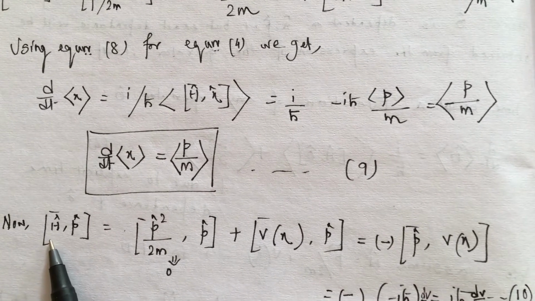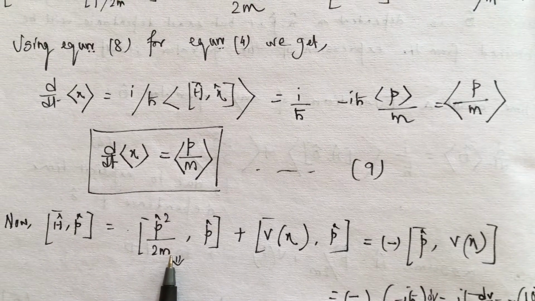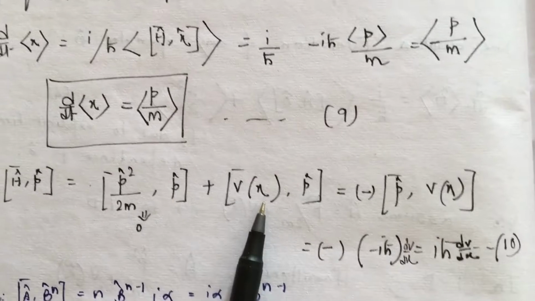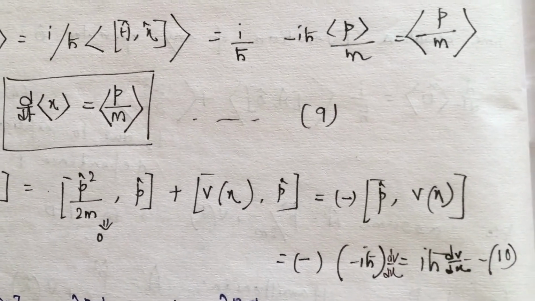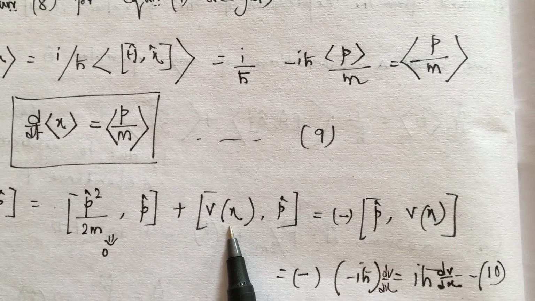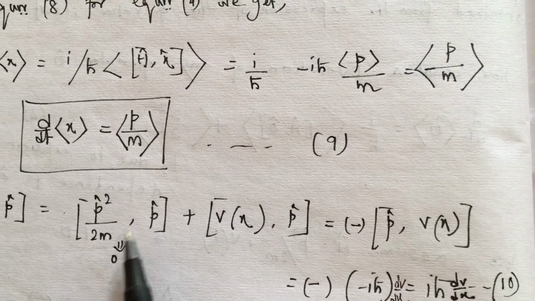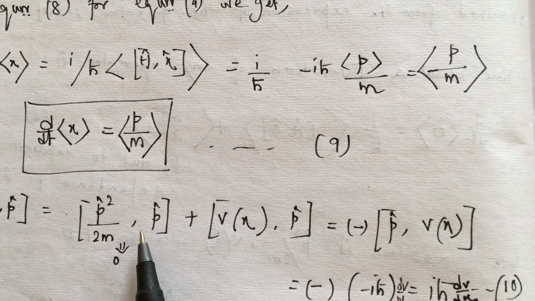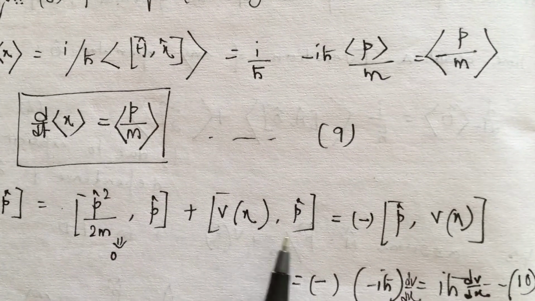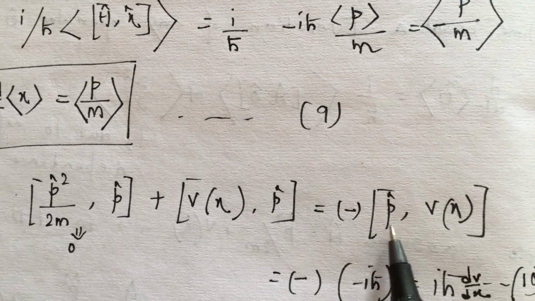Now, the Hamiltonian contains two terms. One is p square by 2m, which is the kinetic energy term, and the other is the potential energy term V(x), that is, the particle is subjected to this one dimensional potential which is called V(x). Now P always commutes with all of its functions, so this term will be 0. We are left with this term only. So now we need to find out this relation.